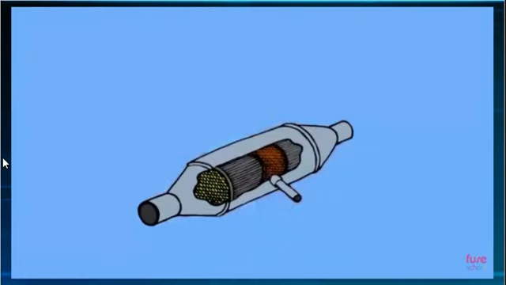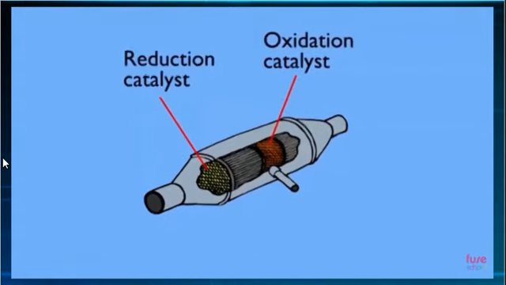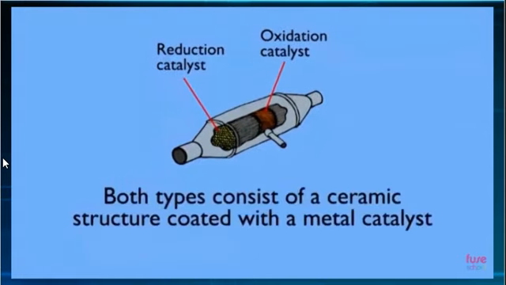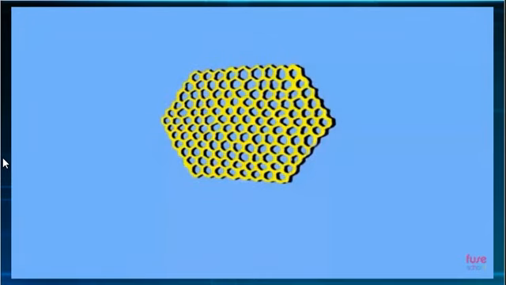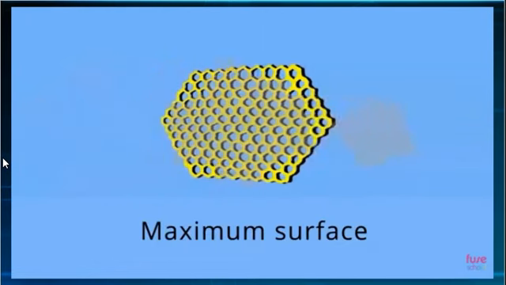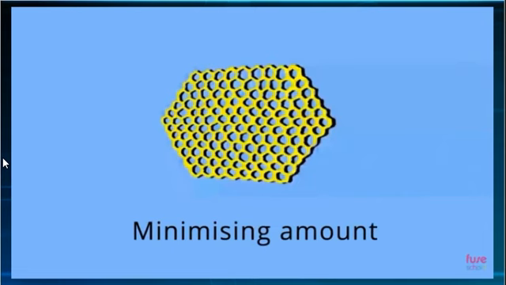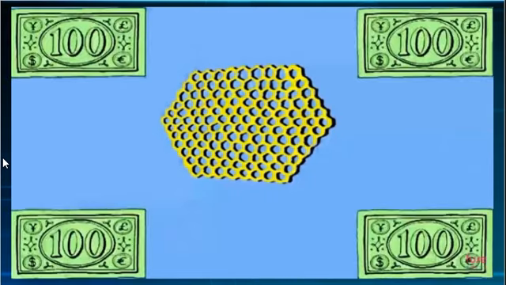In a catalytic converter, there are two types of catalyst at work, a reduction catalyst and an oxidation catalyst. Both types consist of a ceramic structure coated with a metal catalyst, usually platinum, rhodium and or palladium. These metals are usually formed in a honeycomb arrangement. The honeycomb structure exposes the maximum surface of catalyst to the exhaust stream, while also minimising the amount of catalyst required, as these metal catalysts are extremely expensive.